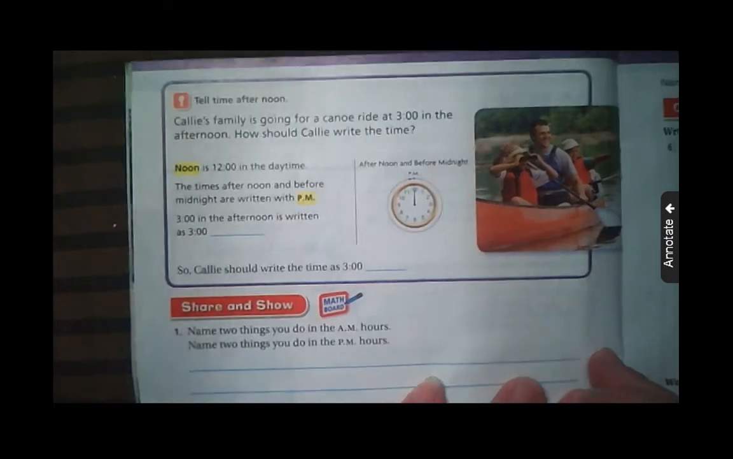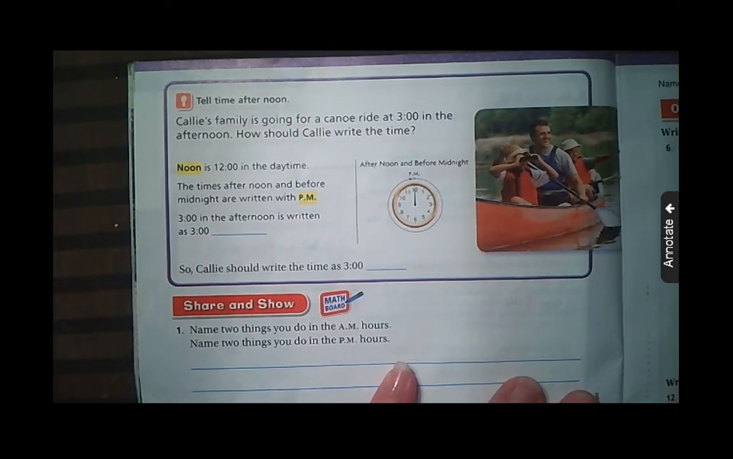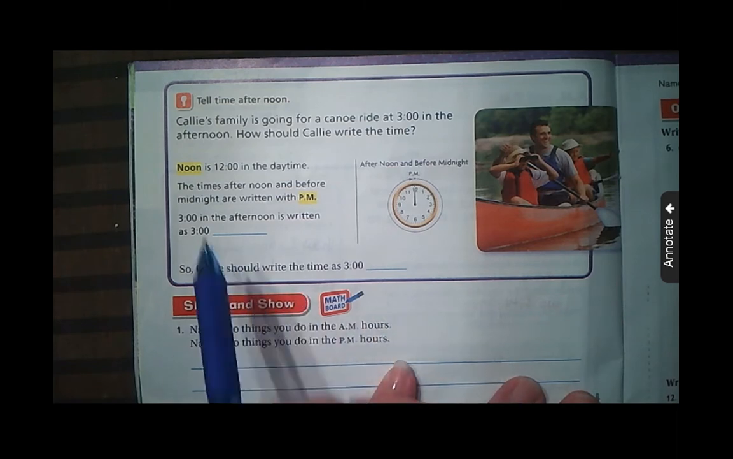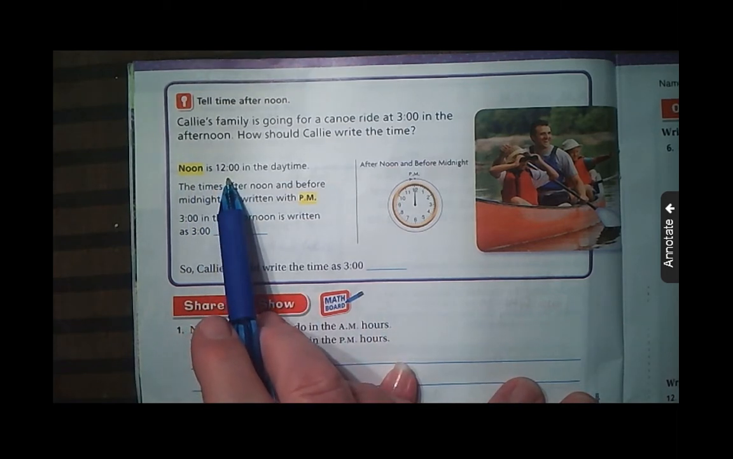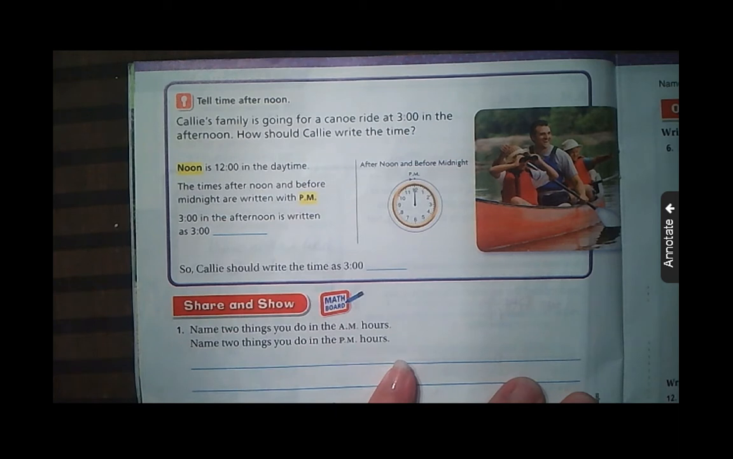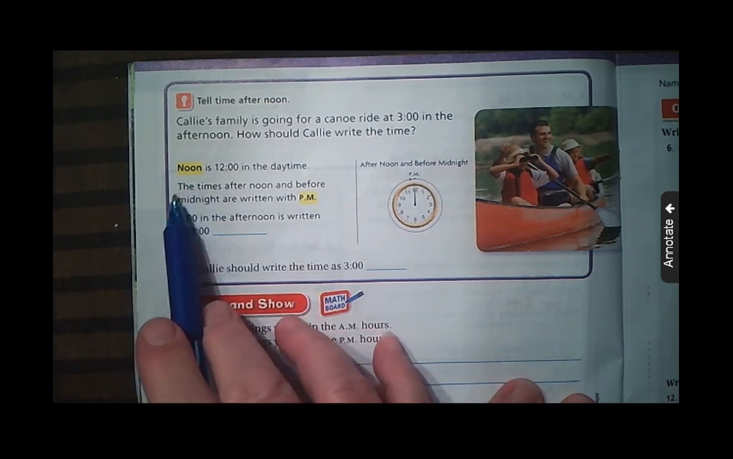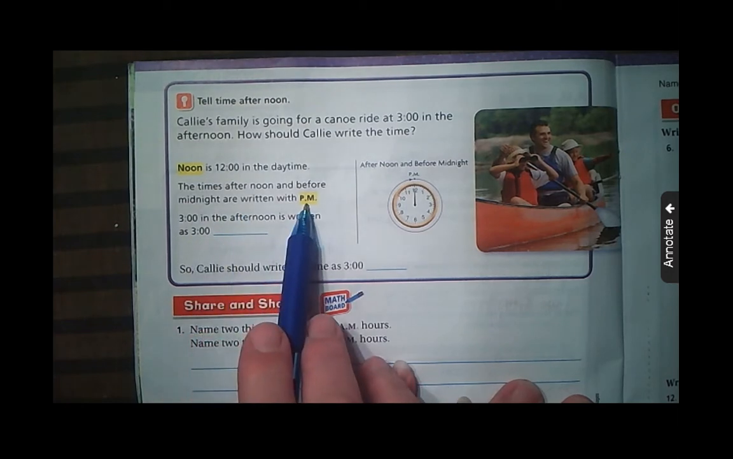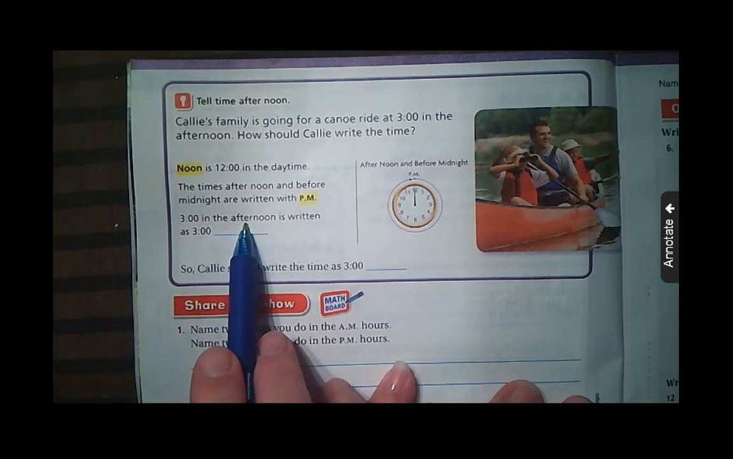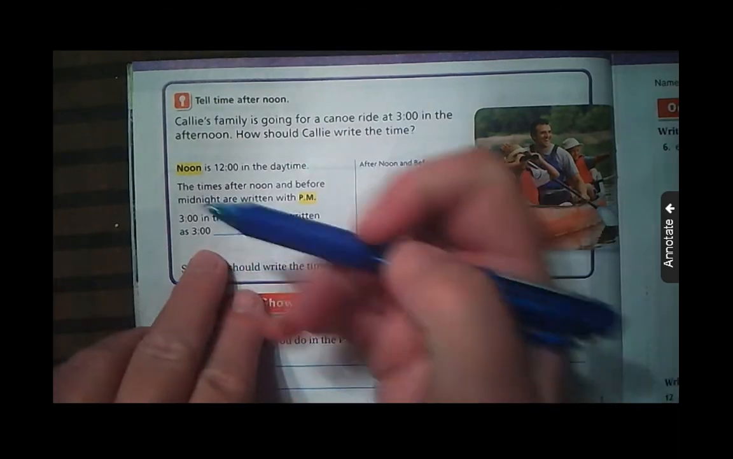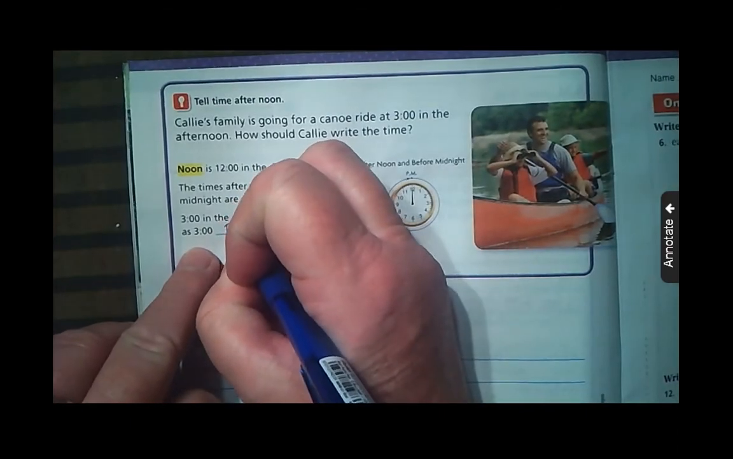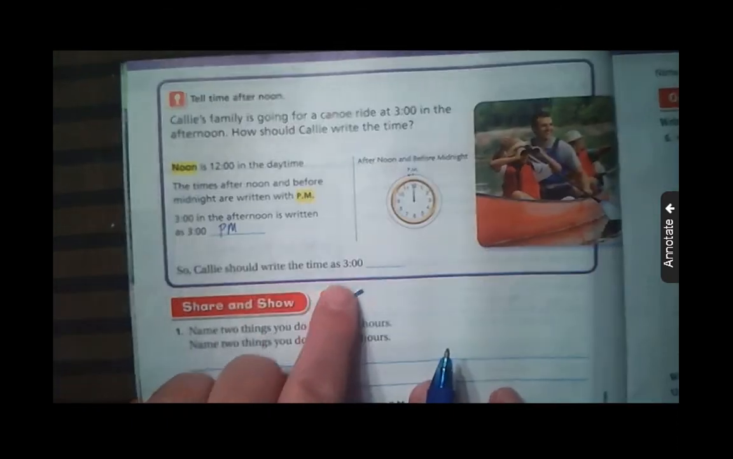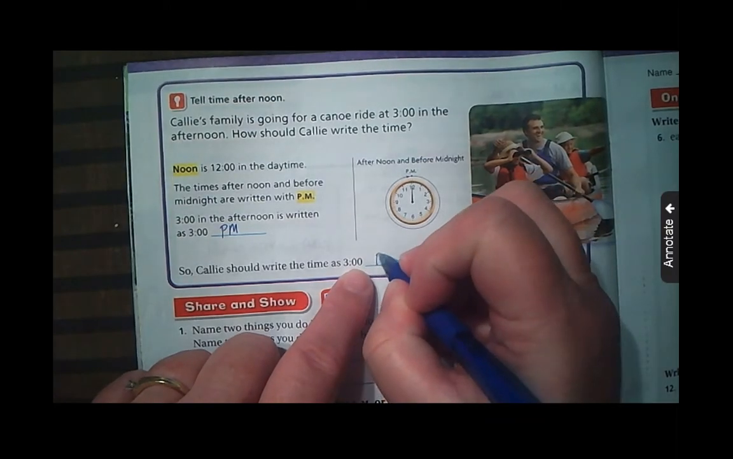On this page, we're going to tell time in the afternoon. Callie's family is going on a canoe trip at 3 o'clock in the afternoon. How should Callie write the time? So I'm going to remember that noon is 12 o'clock in the daytime. Okay, midnight's at night, noon is daytime. So the times after noon and before midnight are written with the PM. 3 o'clock in the afternoon is written as 3 o'clock PM. So Callie should write the time as 3 o'clock PM.